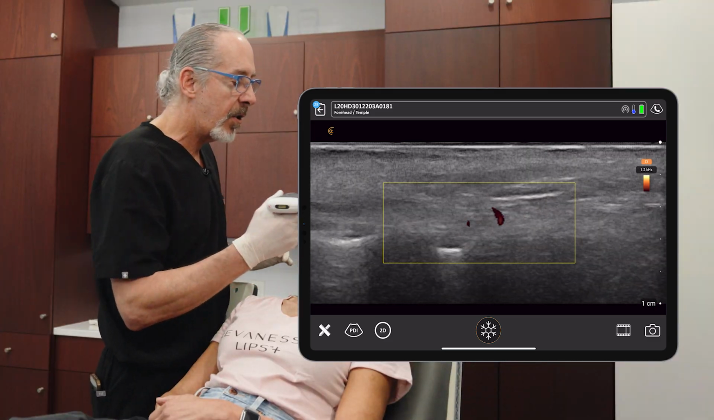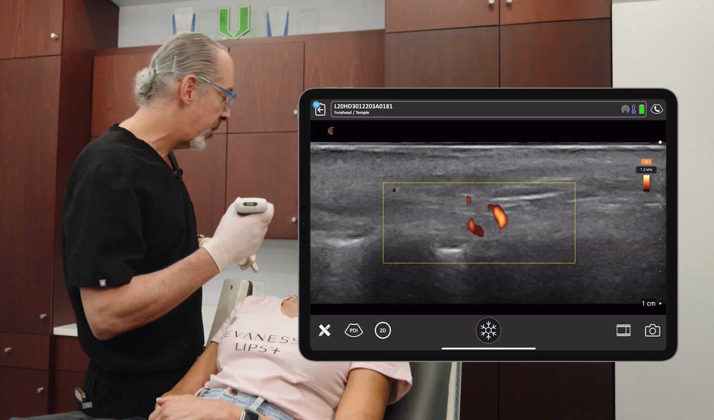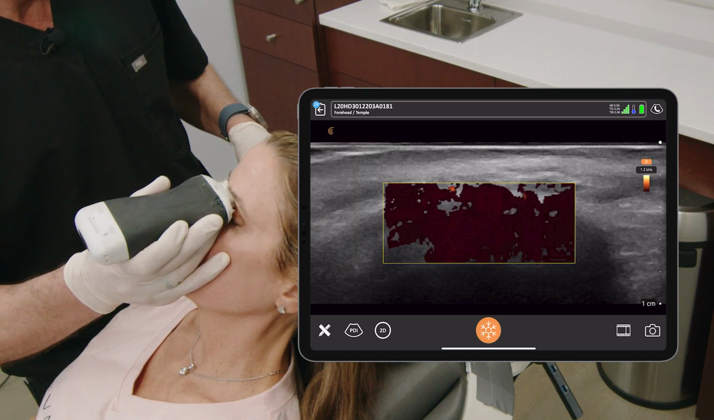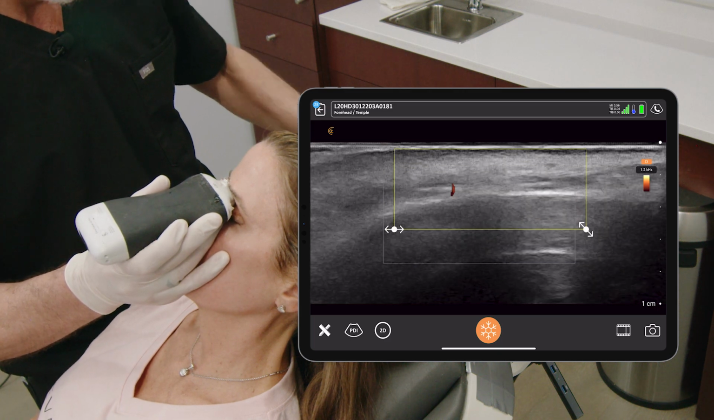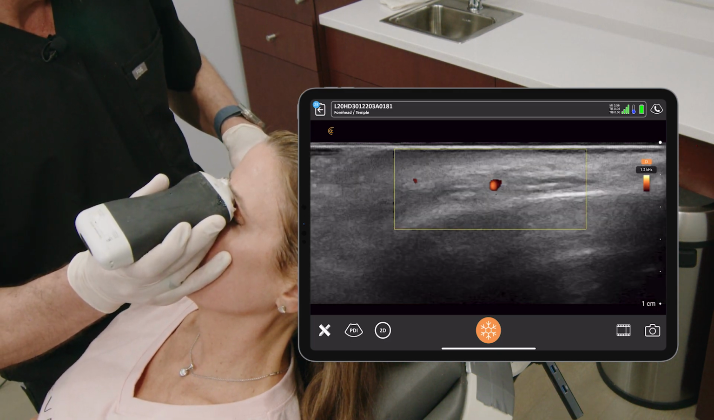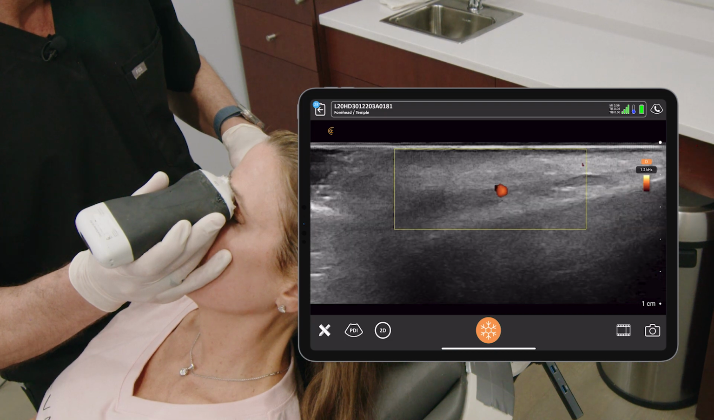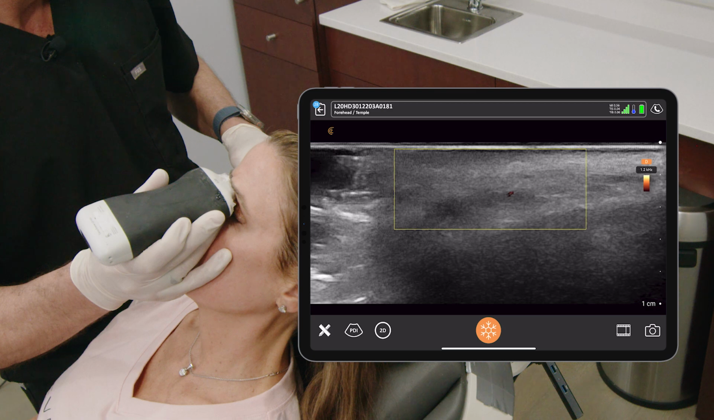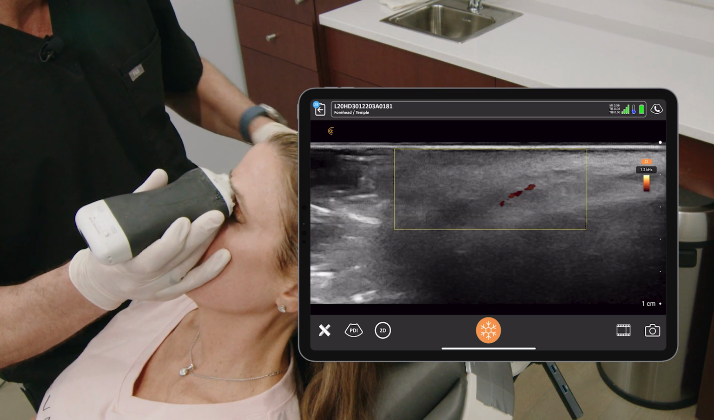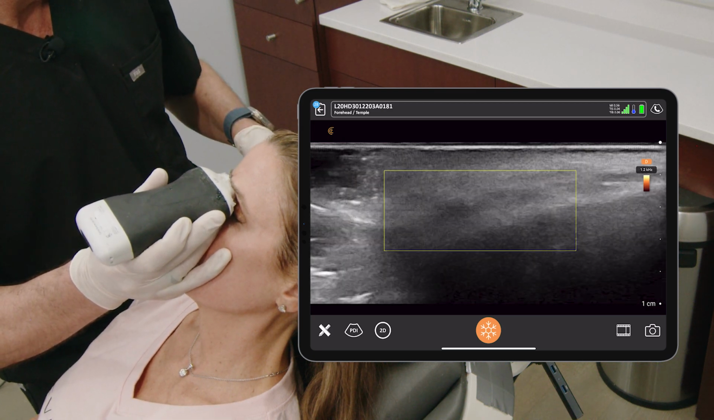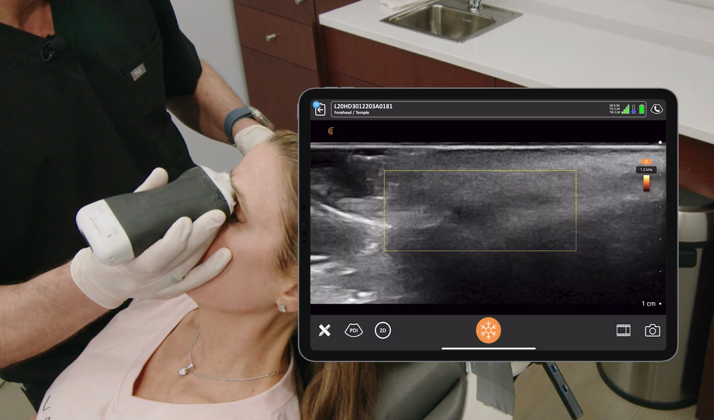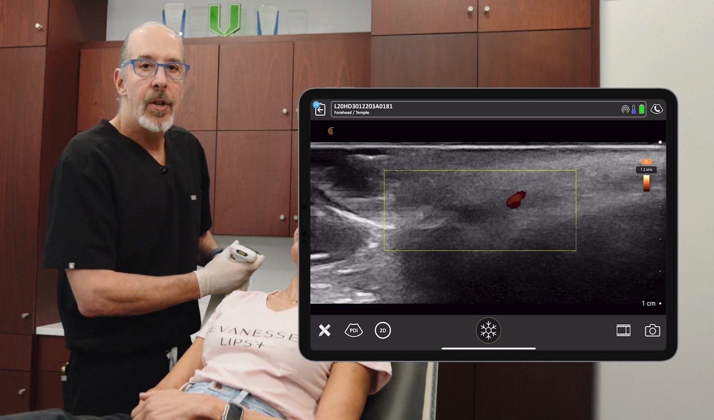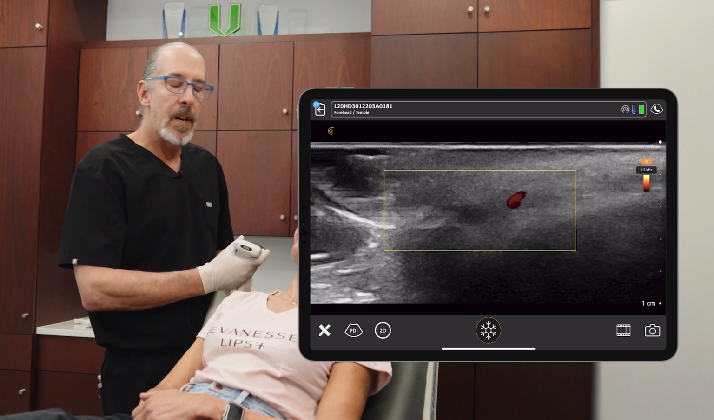Same thing for the supratrochlear. Again, that's going to be a little more medial, and that's going to be in this particular area right here. So there we go, that's the supratrochlear artery coming out of supratrochlear notch.